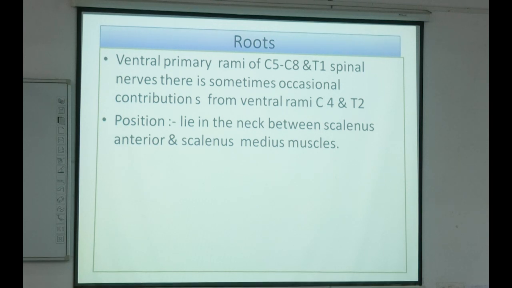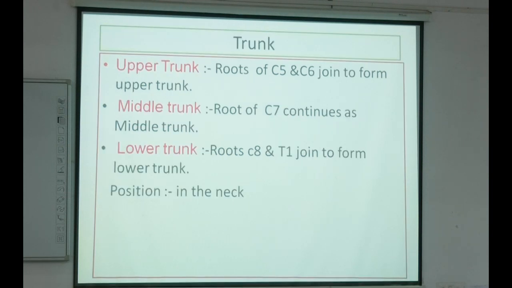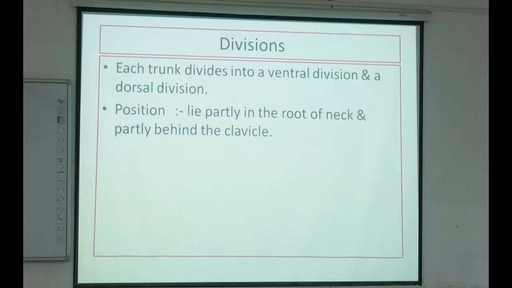আচ্ছা, এটা আমি পরে আসবো। The roots are situated in the posterior triangle between scalenus anterior and scalenus medius muscle. Just দুটো মাসেলের মধ্যে থাকে। Trunk. Roots of C5 and C6 join to form upper trunk. Roots of C7 continue as a middle trunk. Lower trunk, roots of C8 and T1 join to form lower trunk. Position again in the posterior triangle of the neck. Division. Each trunk divides into a ventral division and dorsal division. Position: lie partly in the root of the neck and partly behind the clavicle.